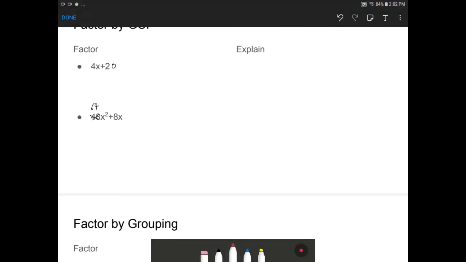Factoring by GCF. Here, you can factor out a 4 out of both of these. So 4 times x plus 5. Here you can factor out an 8x. So 8x, then that's going to be 8x plus 1.